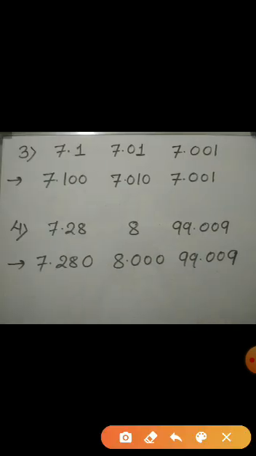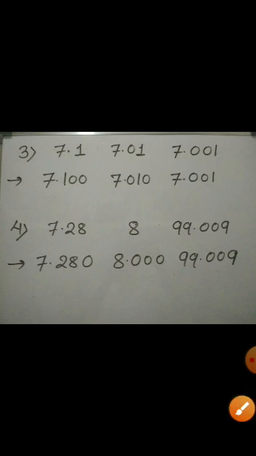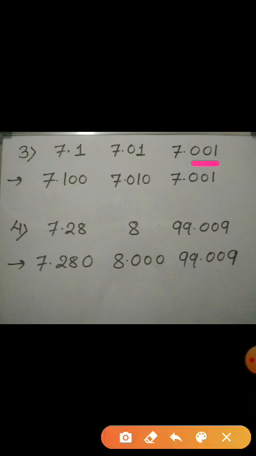See one more example. The numbers are 7.1, 7.01, 7.001. Now here again, the maximum number of decimal places is 3. So we can make 3 decimal places in the first and second as well by adding 0. In the first number, there is only one place. So I can add two 0s at the end of the number to make 3 decimal places. In the second number, there are 2 places, so we can add only one 0 at the end to make 3 decimal places. Now all these three numbers have the same number of decimal places, so they are like now.